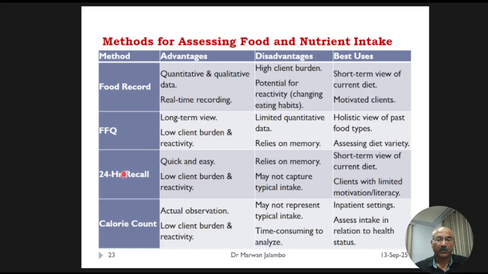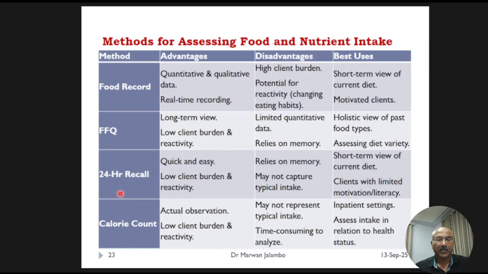On the other hand, 24-hour recall is quick, has low client burden, and is great for getting a snapshot of intake from a client who may have limited motivation or literacy. Its main drawback is that one day may not be representative of a person's typical diet and it relies on memory. And finally, the calorie count.